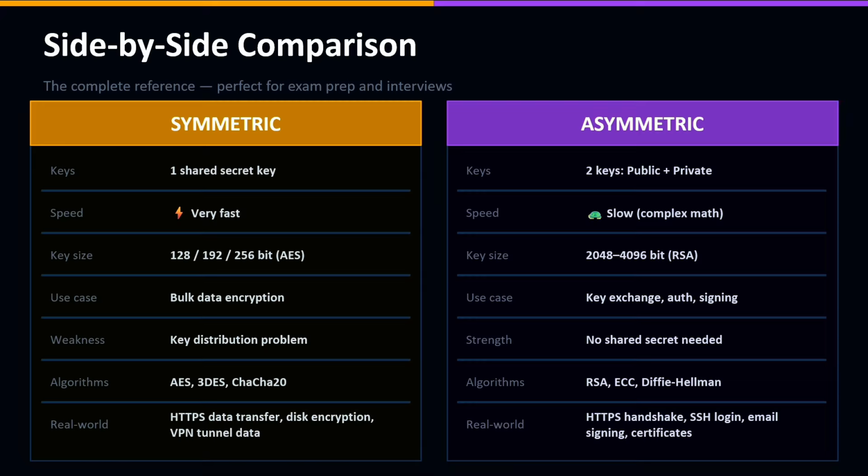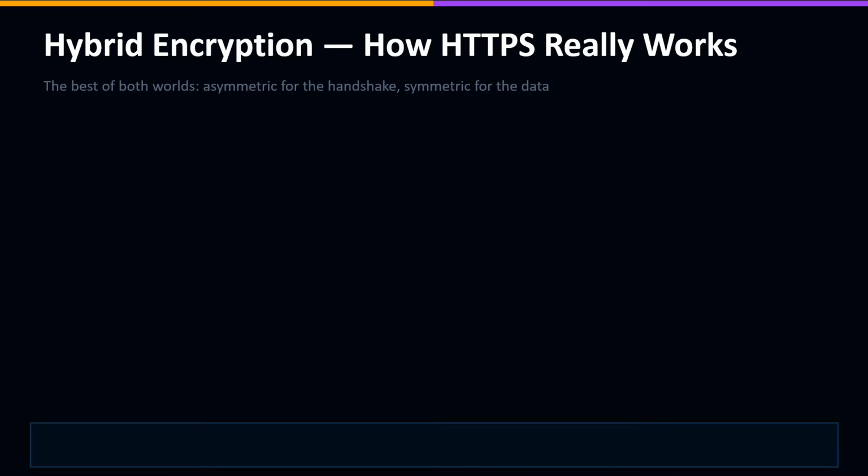Now that we have a good idea of what they each do separately and their strengths and weaknesses, let's look at how they could be used in a hybrid role. This slide is the one that's going to make everything click and come together. Plus, it's a huge interview question to be asked: how does HTTPS work? And here's the answer you want to be able to give. HTTPS uses hybrid encryption. It combines both asymmetric and symmetric encryption, leveraging the strengths of each.